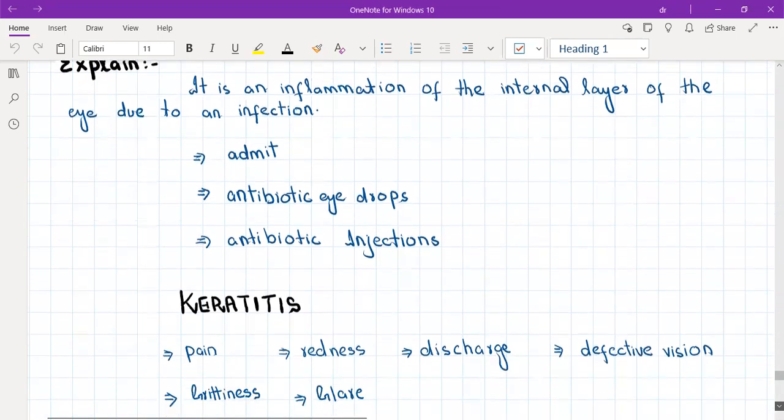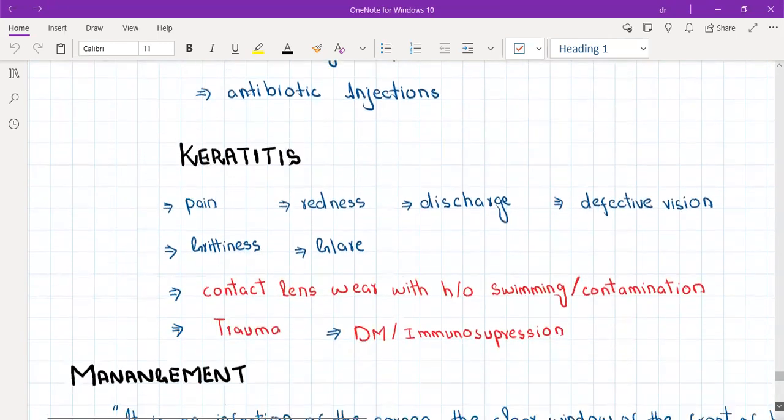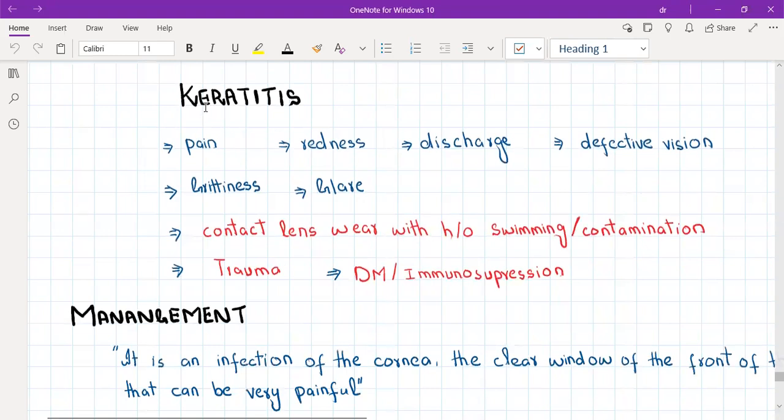Now we will discuss another differential, which is keratitis. So keratitis is basically inflammation of the cornea. As the cornea is affected, it results in pain because the cornea has a really rich nerve supply, so it results in significant pain. Okay, the eye is red because of the inflammation, and as the cornea is the clear layer of the eye, there is visual impairment or defective vision. Again, because the cornea is really sensitive, we feel foreign body sensation all the time.